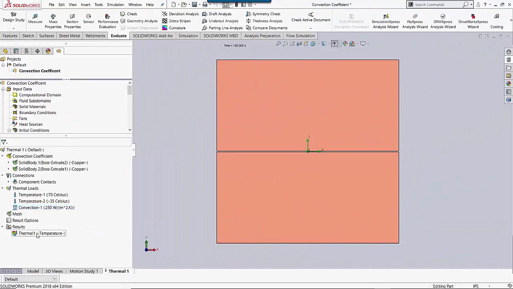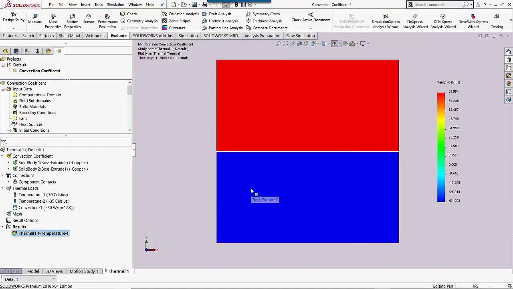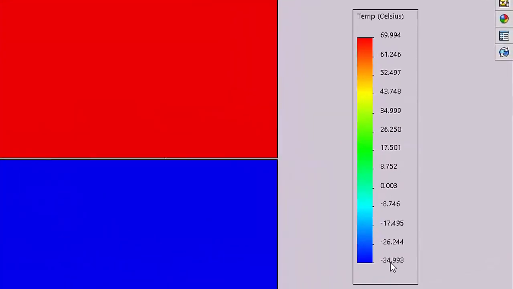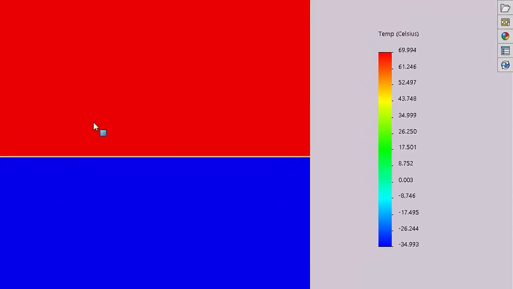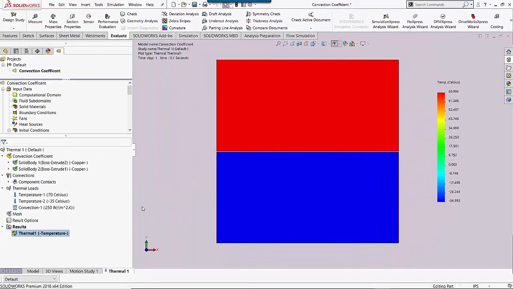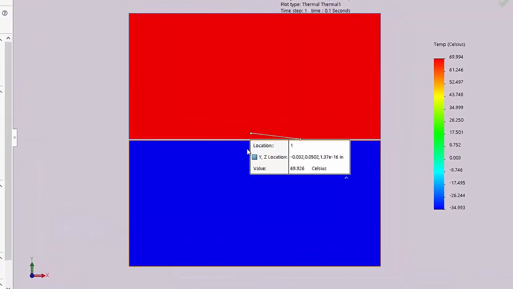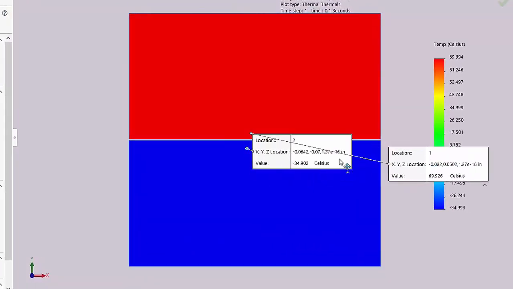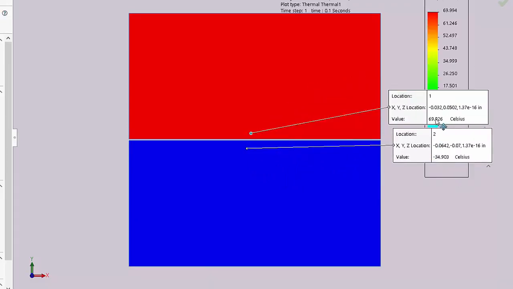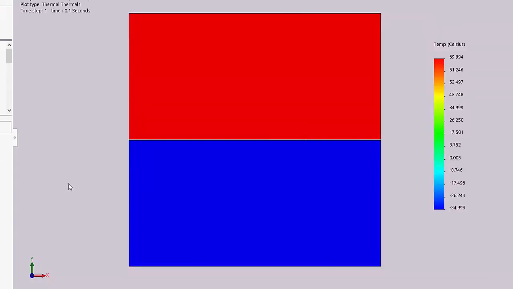I've already run this study, so when we look at the results, you can see that they are very, very different, and there's no heat transfer between them. There's no heat gradient here at all, and I can show that absolutely by probing these two bricks. So this is essentially still at 70 degrees Celsius, and this is essentially still at negative 35 degrees Celsius, even though the simulation ran for 100 seconds. And there should definitely be heat transfer between these two bricks over a 100-second time span.